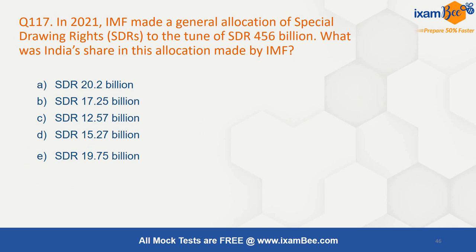In 2021, IMF made a general allocation of SDRs to the tune of 456 billion. Easy to remember, but you are not supposed to remember this number. What was India's share in this allocation made by IMF? India's share was 12.57 billion.